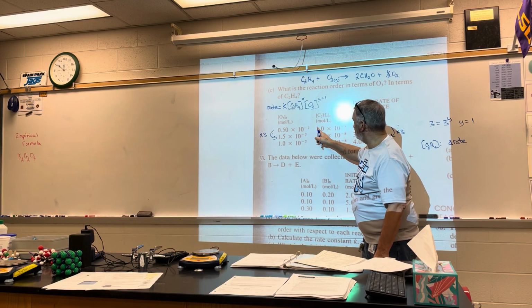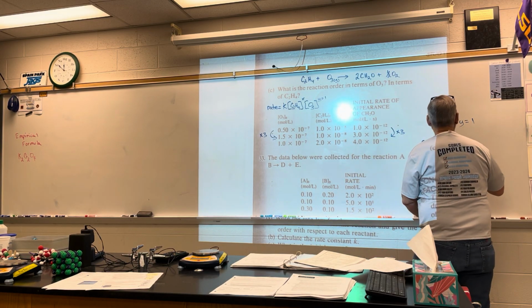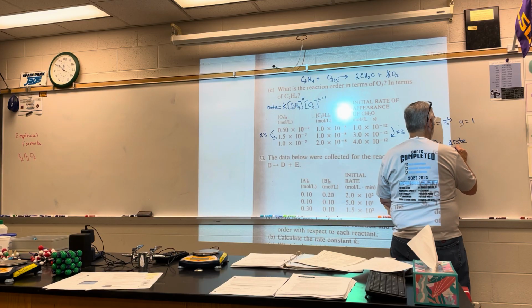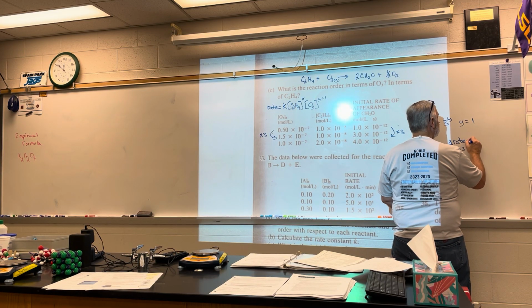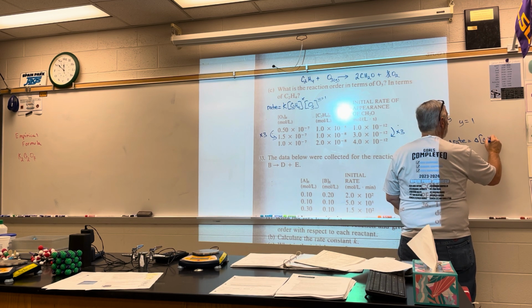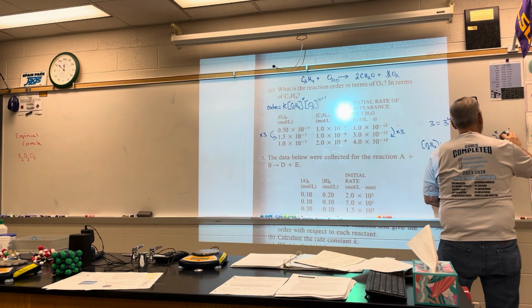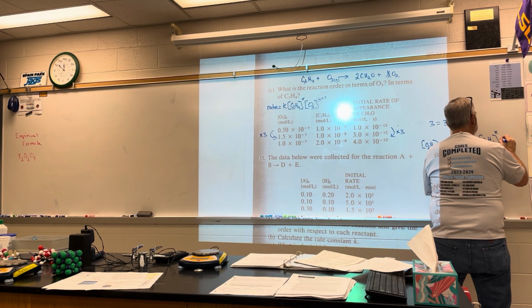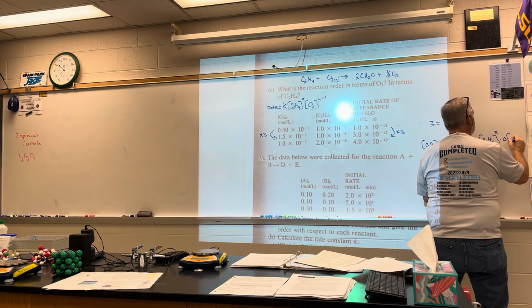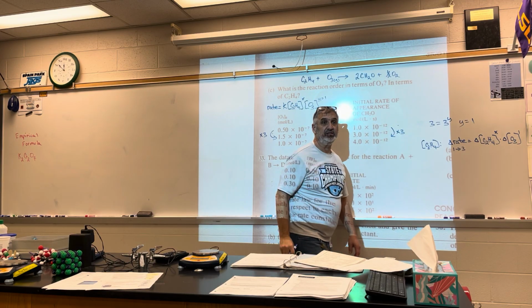Pardon me, times 2 and then times 2. Pardon me, I was looking there. Okay, so I'm gonna say 1 to 3 is gonna equal the change in the concentration of C2H4 to the X times the change in concentration of the O3 to the Y, but we now know what that one is.